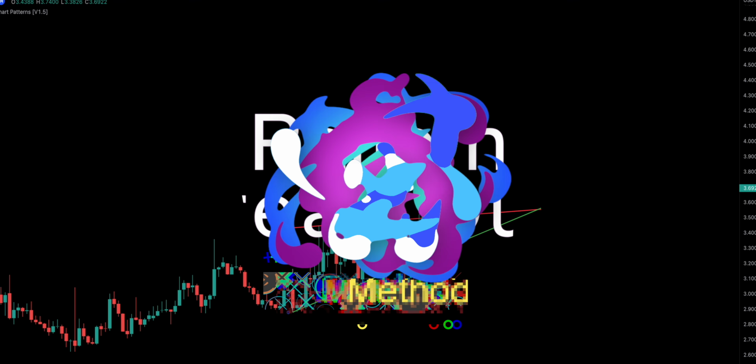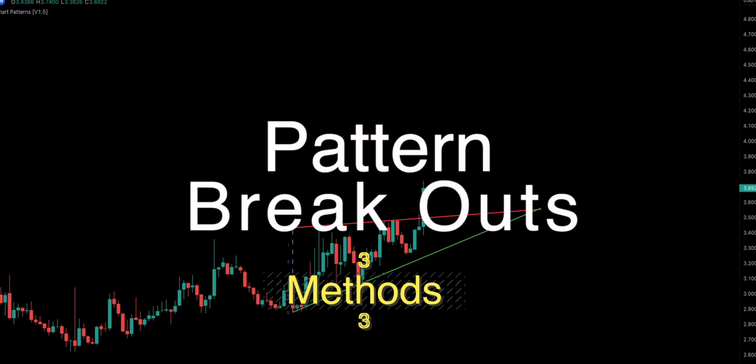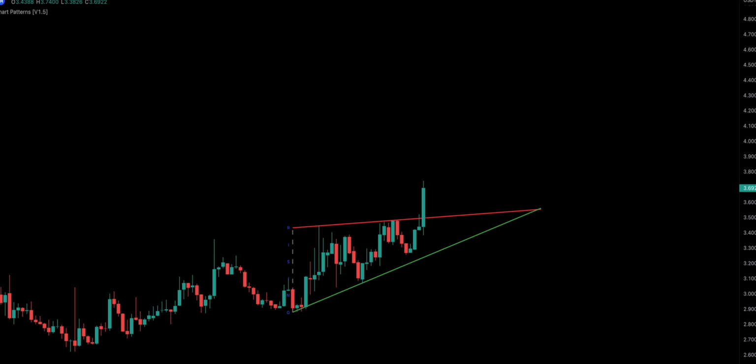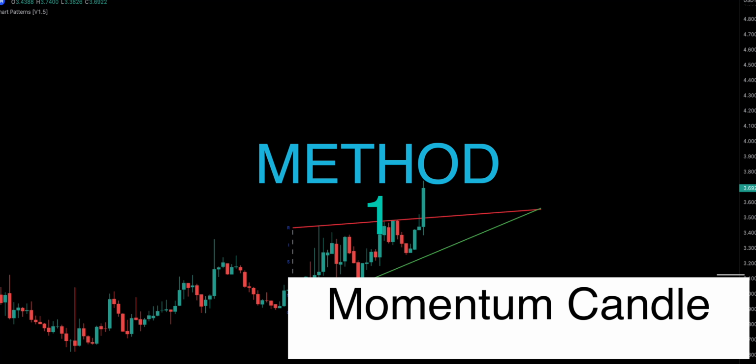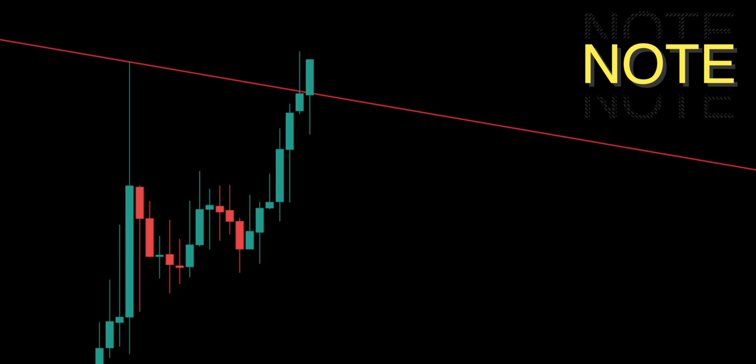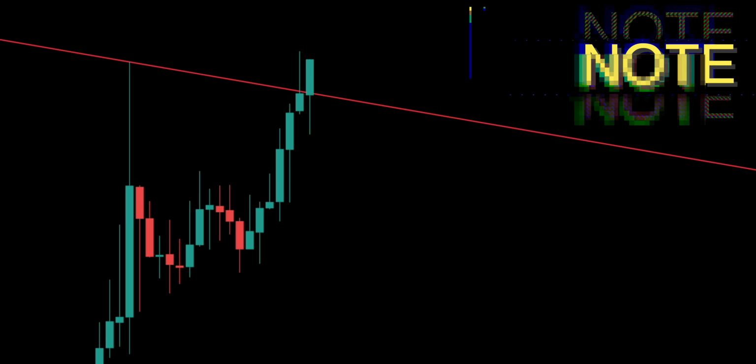Trading pattern breakouts. There are three methods of entry when trading pattern breakouts with the Chart Prime pattern detection algorithm. The first and most aggressive method to enter the trade is when a good portion of a green or red candle has closed outside of the pattern. Note, if it's only barely poking out of the pattern after the candle close, do not enter. There is a very high probability of a fake out.